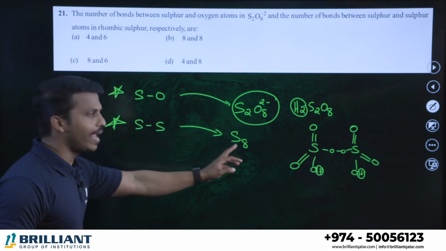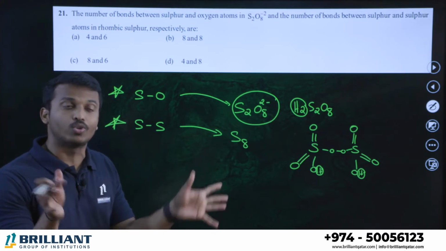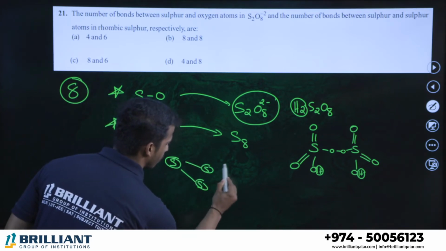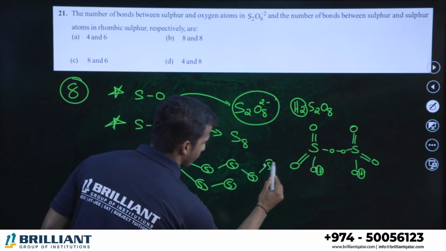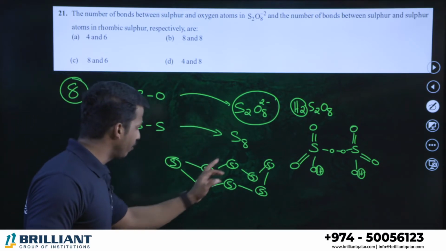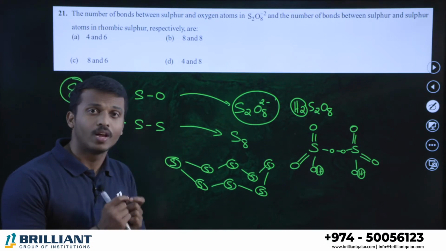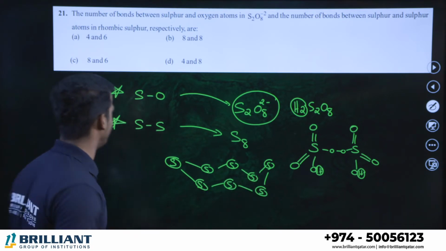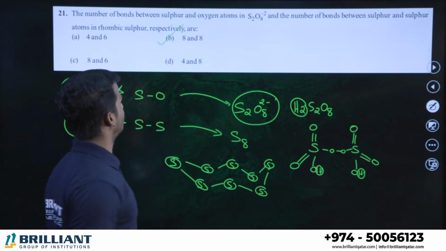You know how S8 rhombic sulfur exists with a crown shape, right? A butterfly-like crown shape. You may have noticed that. 1, 2, 3, 4, 5, 6, 7, 8 sulfurs are there. Can you tell me how many bonds there are between the sulfurs in total? 1, 2, 3, 4, 5, 6, 7, 8. Yes, there are also 8 bonds. So what's your answer? 8 and 8. Option B is the answer.